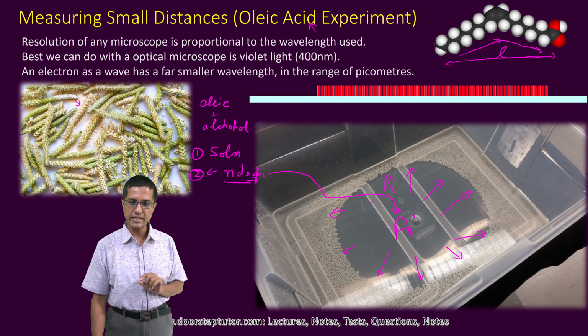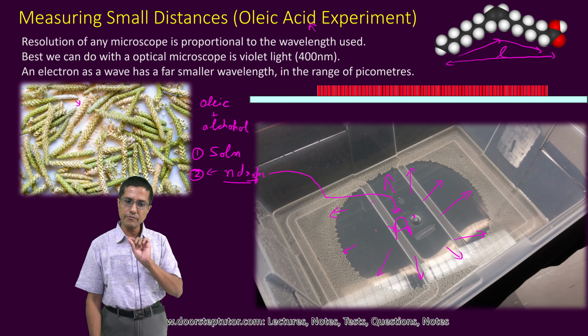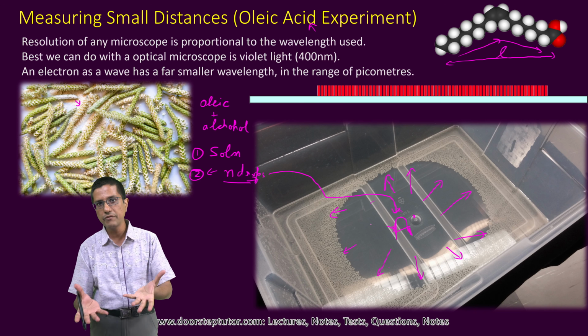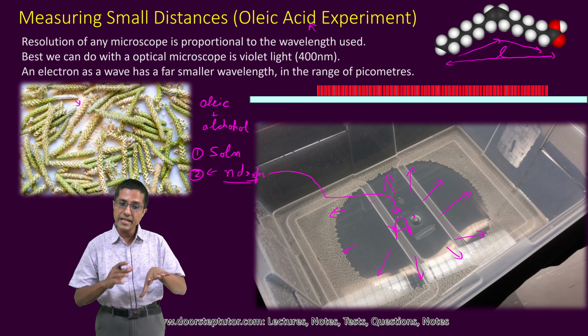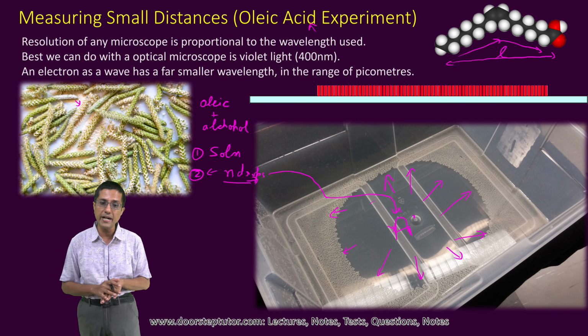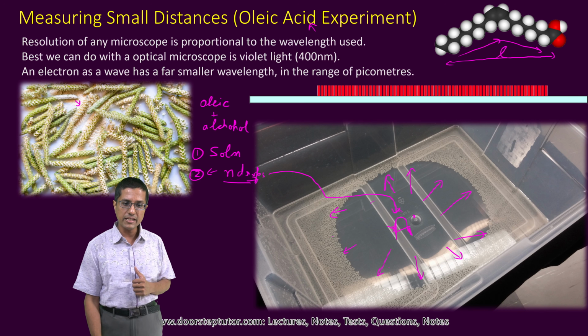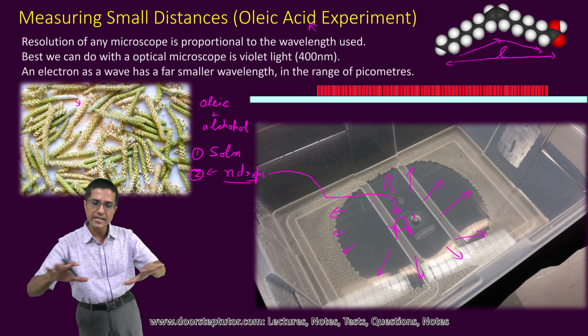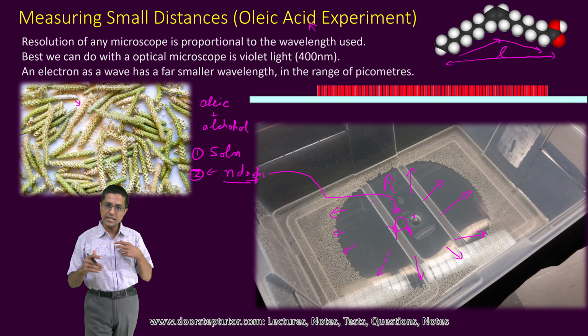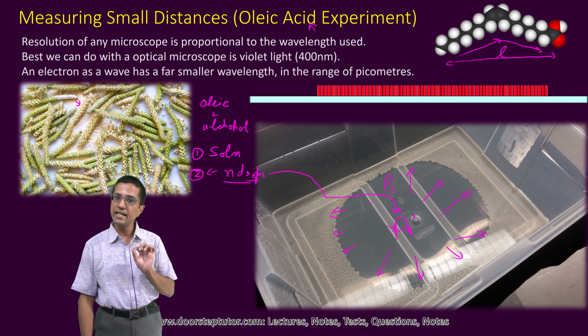So this area we are able to measure, so that we will not be able to see oleic acid. So how do we measure this area? How do we know that this is the area till which the oleic acid has actually spread? We know it by spraying the lycopodium powder beforehand, so that when the oleic acid spreads, it displaces the lycopodium powder, and then eventually I would be able to measure this area.